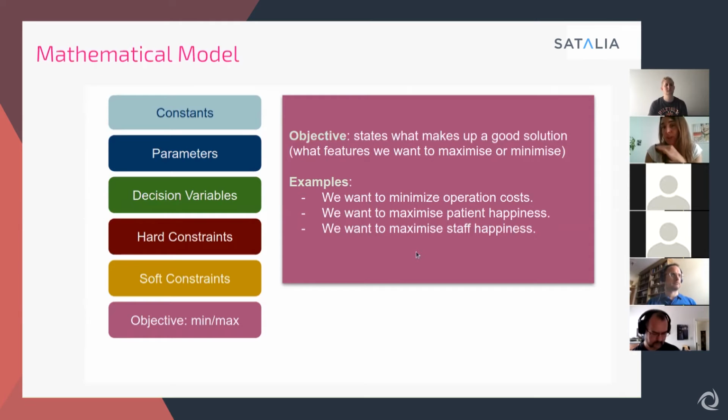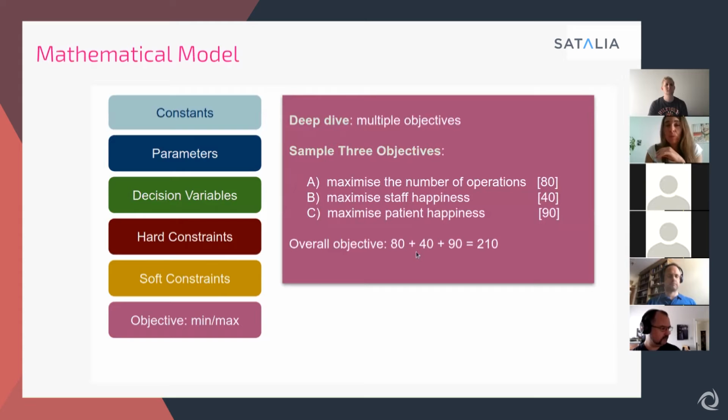Often we want to do several things at the same time. And this is what we call to have multiple objectives. So in our example, we could, for instance, consider that we have 3 different objectives, A, B, and C. We want to maximize the number of operations. We want to maximize the staff happiness, and we want to maximize the patient happiness.